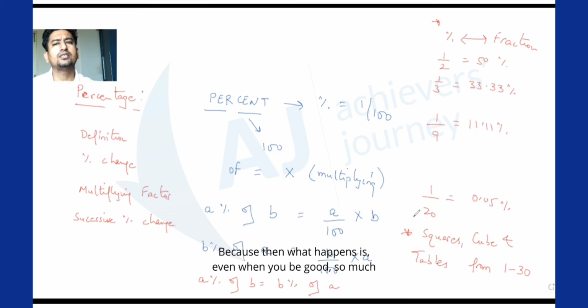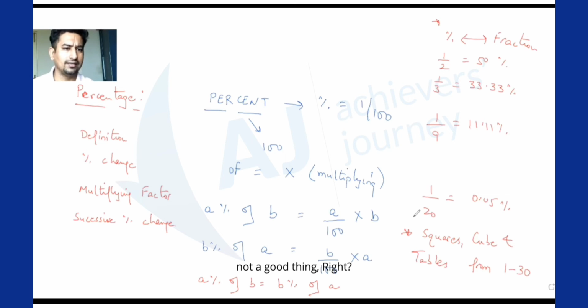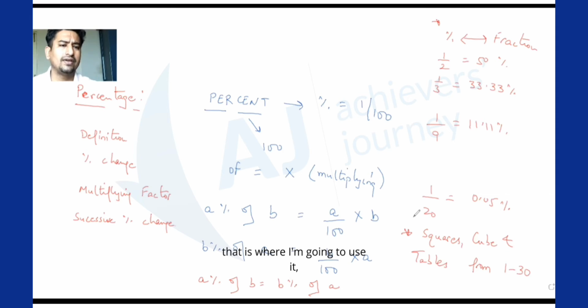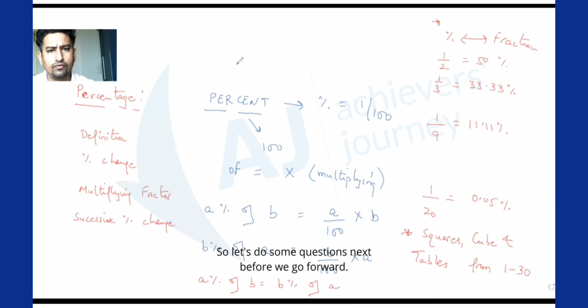Because then what happens is, even when we get so much used to it that a 2 into 5 also goes on a calculator, which is not a good thing, right? So use it as a necessity, whenever it is necessary, that is where I'm going to use it. Correct? All right, so let's do some questions next before we go forward. Then we'll come back to some other things that we've discussed about.